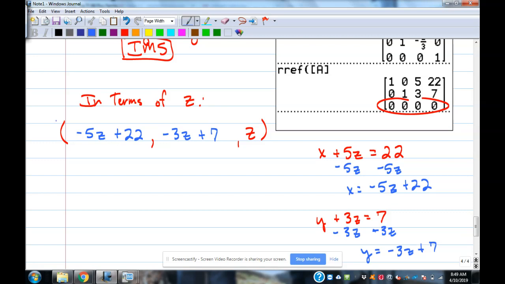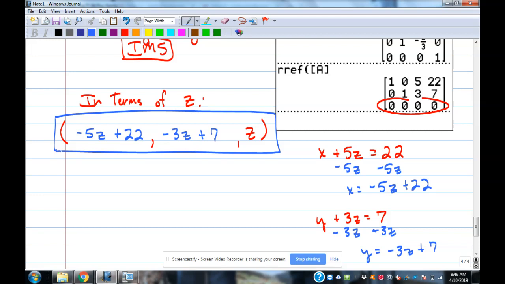Okay. And on 3 variable systems, the most common thing that I'm going to ask you for is in terms of Z. I think your textbook's pretty consistent with that as well. All right, so that's solving systems. Let's put an application of that.